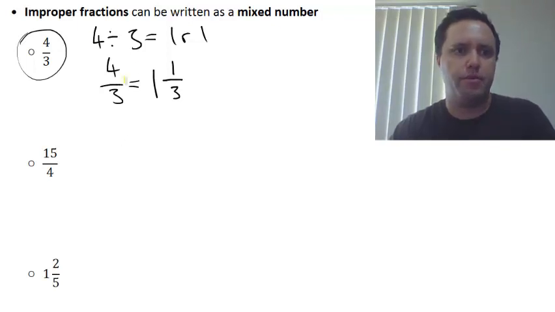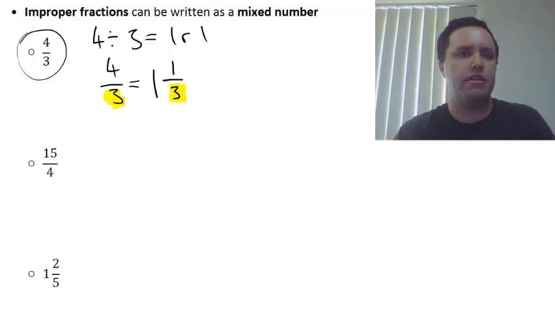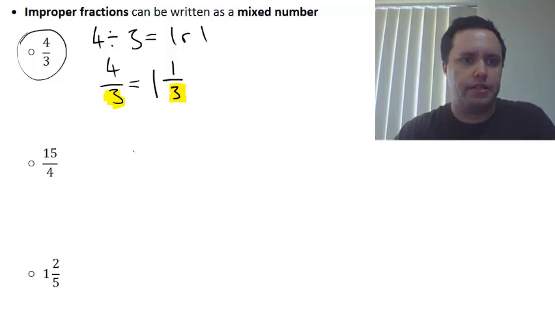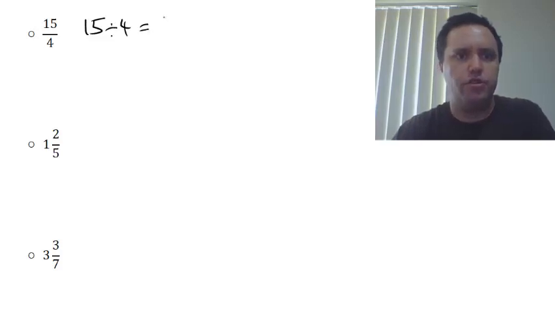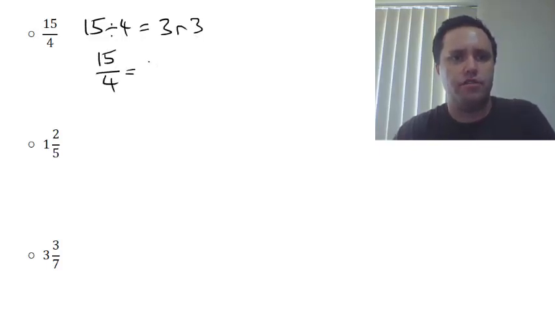Okay, it's very important to see that if we started with a 3 here, we finish with a 3 here, unless you can simplify, and we might look at that a bit later. Okay, so same with 15 over 4. 15 divided by 4 is equal to 3 remainder 3. And so that means that 15 over 4 is equivalent to 3 with 3/4 left over.